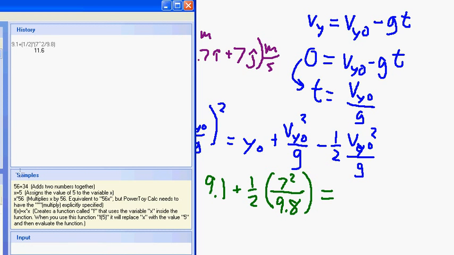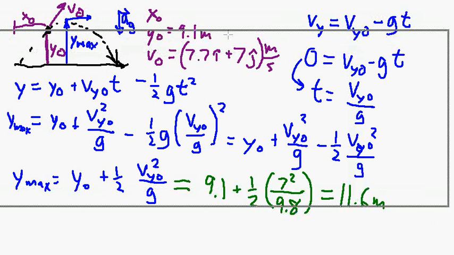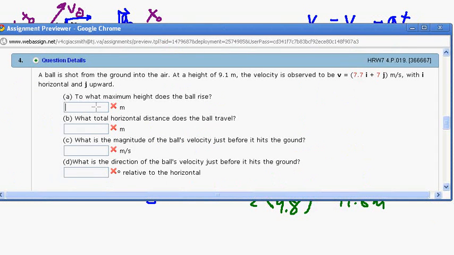And so, see, it's nice because you can just type in whatever you want, and then it has a little history. So, 11.6 meters. Okay, so that wasn't terribly painful, was it? Let's input that, make sure we're doing this correctly. So, bring our little window over there, and 11.6 meters, our maximum height. And where is it? There we go.